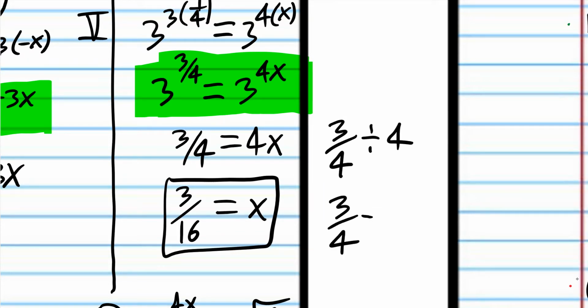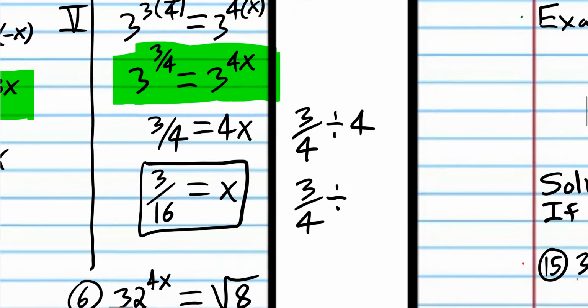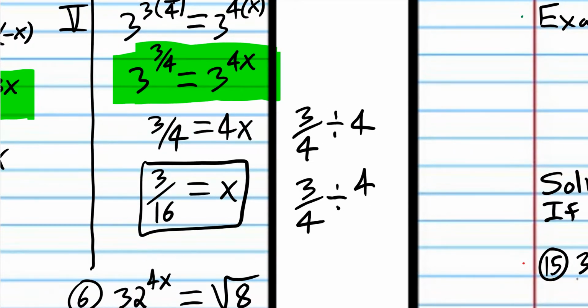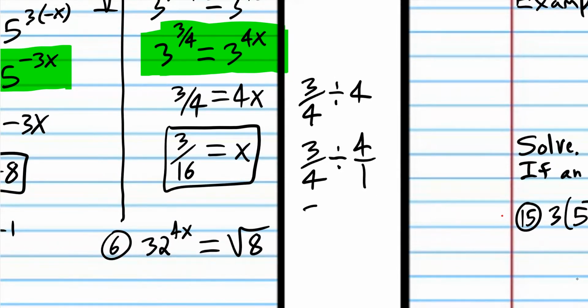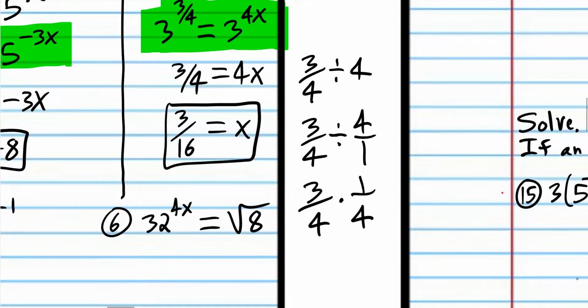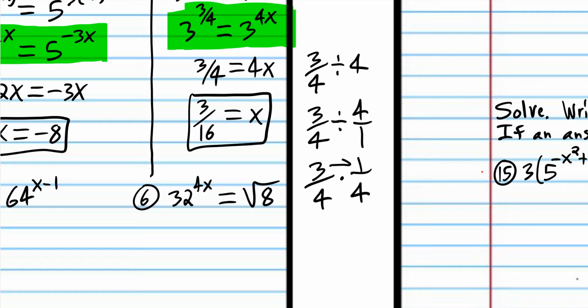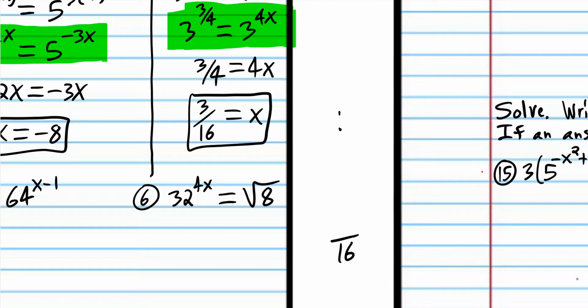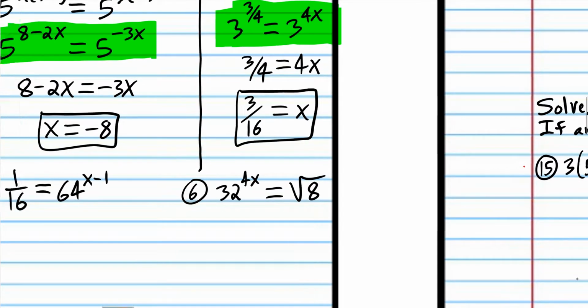And remember, when you're dealing with a fraction and a whole number, you can write the whole number as over 1. Then when you're dividing fractions, you just change to multiplication and flip the divisor, and it becomes a multiplication problem. 3 times 1 is 3, 4 times 4 is 16, 3 over 16, that's where we got that. So most intermediate algebra teachers would not show you that at this stage. They just expect you to know that.